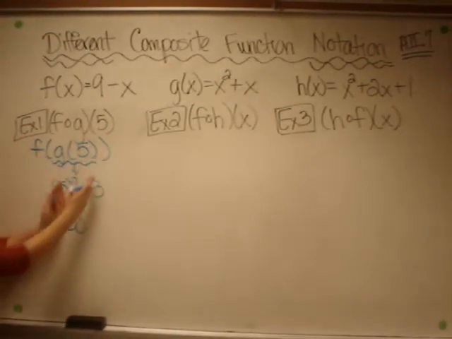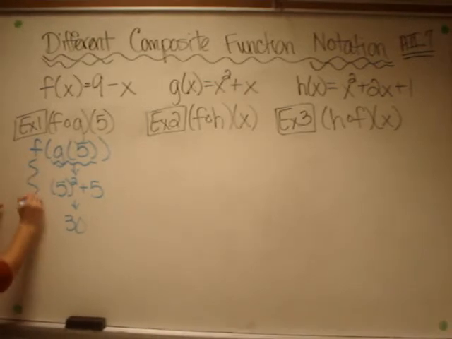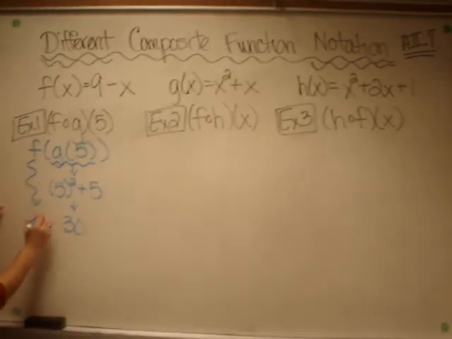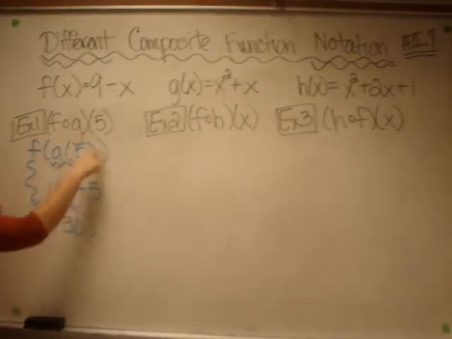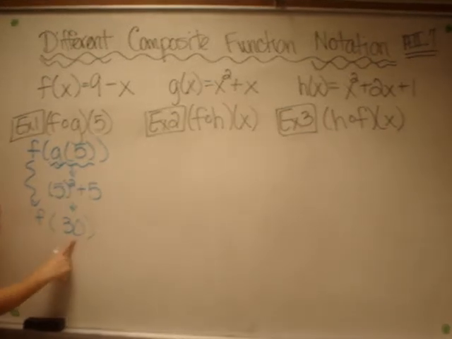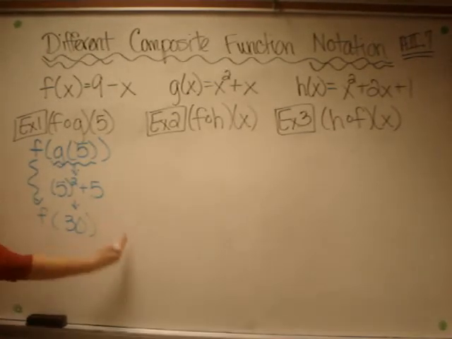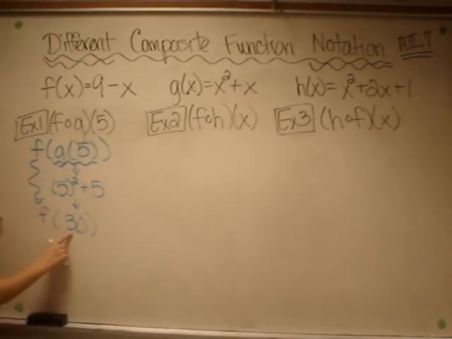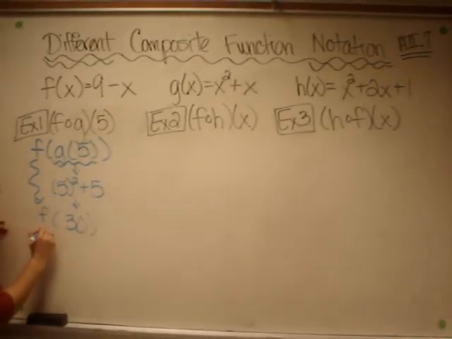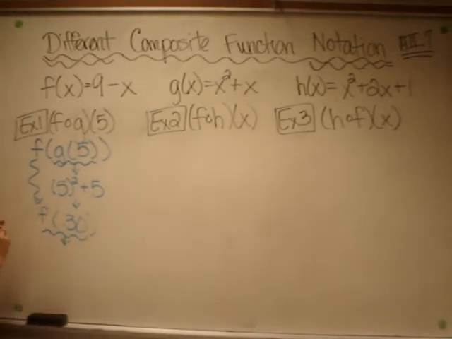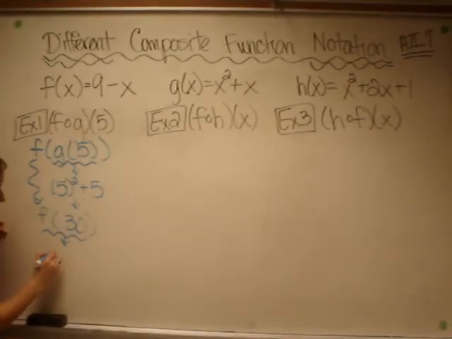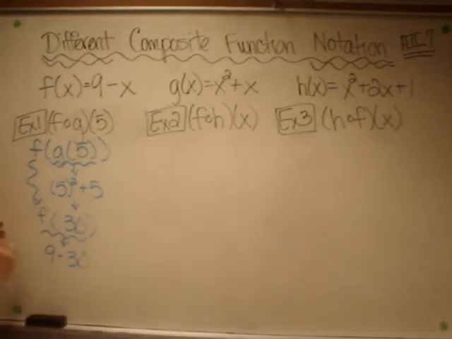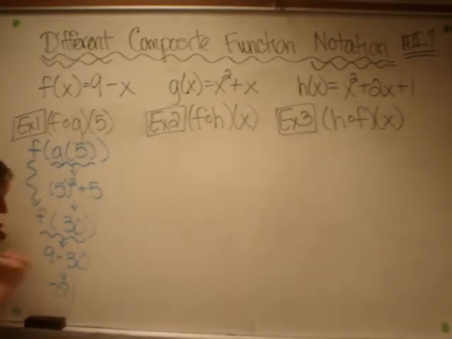And then that is the g function, so then we take this outside function, and now that we know that the inside function is the number 30, now we take 30 and put it into the function that comes out, which would be the f function, so that's 9 minus x. So we put a 30 in place of that x there, so when we work this one out, we just get 30 right there. That's 9 minus 30, which is negative 21.